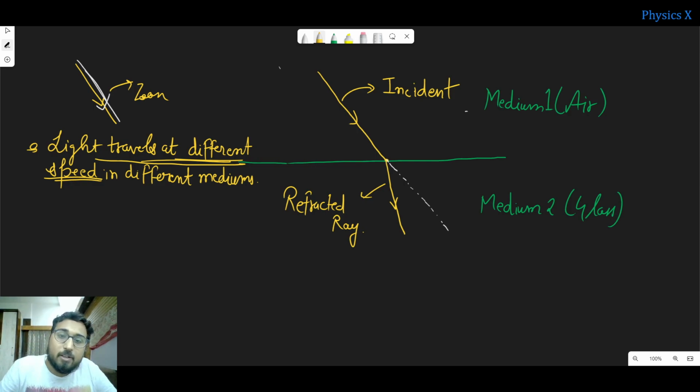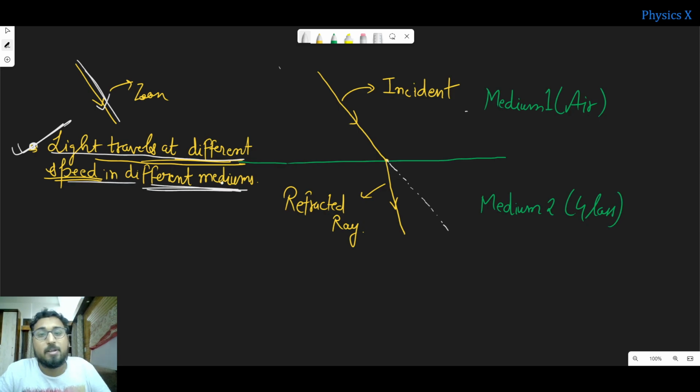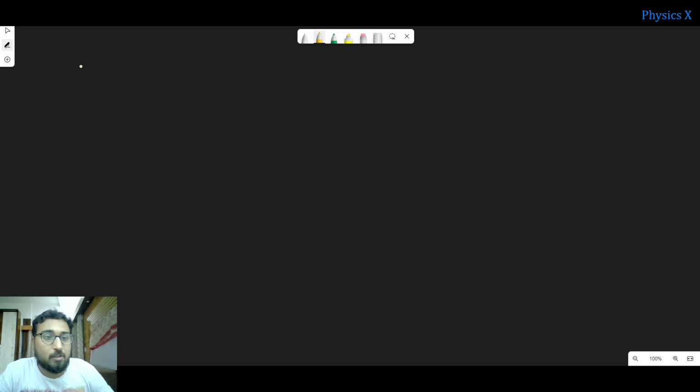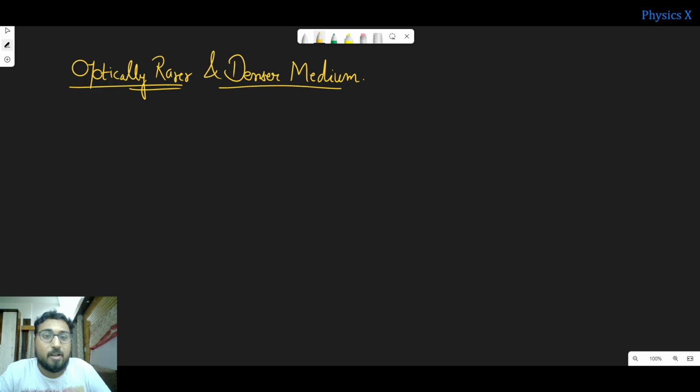Now let us first consider the case of an optically denser and optically rarer medium. But first you need to understand this important point: light travels at different speeds in different mediums. So let us now see the case of optically rarer and denser medium. This is not based on the density concept we studied in earlier classes, but on optically rarer and optically denser medium. We classify these two types of mediums.